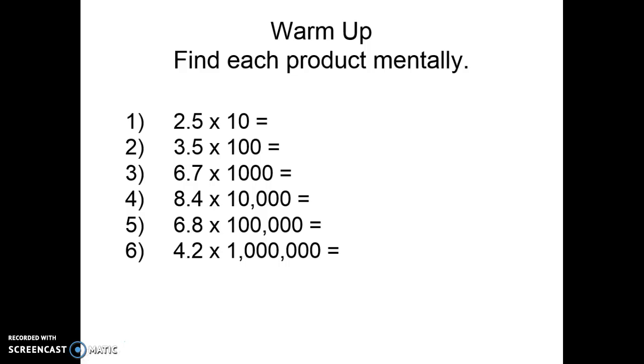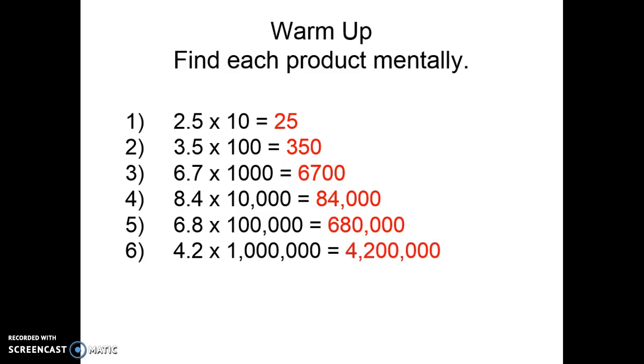Okay, let's check your work. Number 1, you should have gotten 25. Number 2, you should have gotten 350. Number 3, 6,700. Number 4, 84,000. Number 5, 680,000. And number 6, 4,200,000. You may have noticed that the number of zeros in your power of 10 are represented by the number of times you had to move your decimal to the right, and you would be correct.